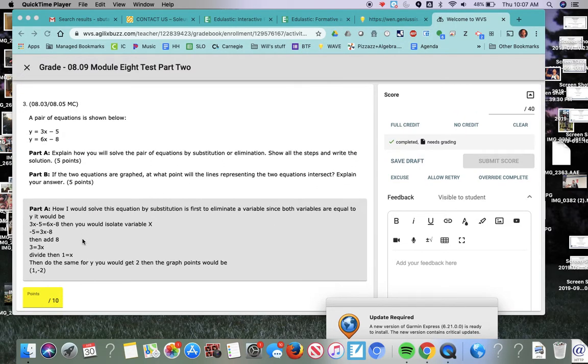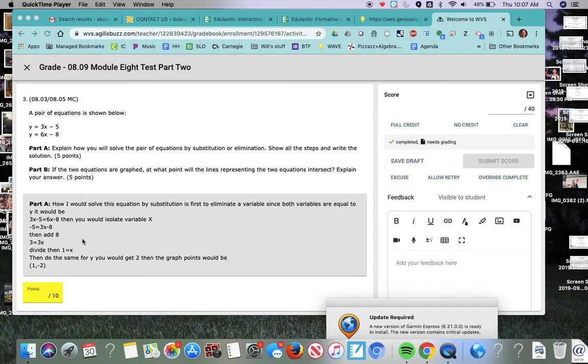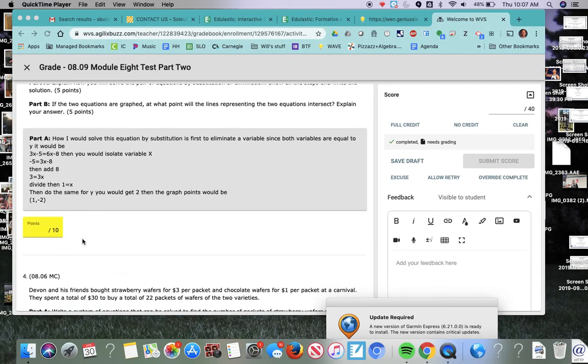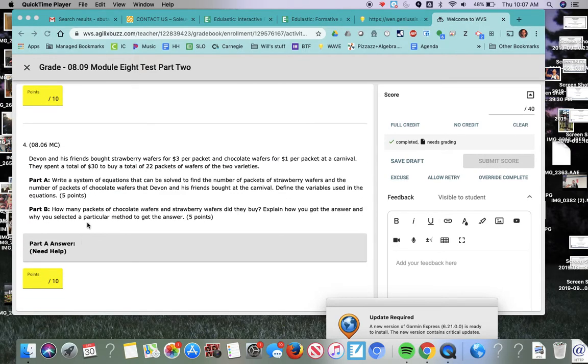Number three, you did an awesome job in this one, so nothing to do there. You did well in the substitution. And then lastly, number four, the one that you need help with. So it says strawberry wafers $3 per packet and chocolate wafers $1 per packet. They spent a total of $30 to buy a total of 22 packets of wafers of the two varieties. So it says write a system.